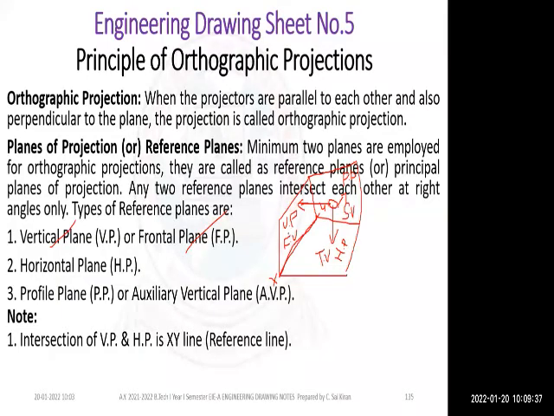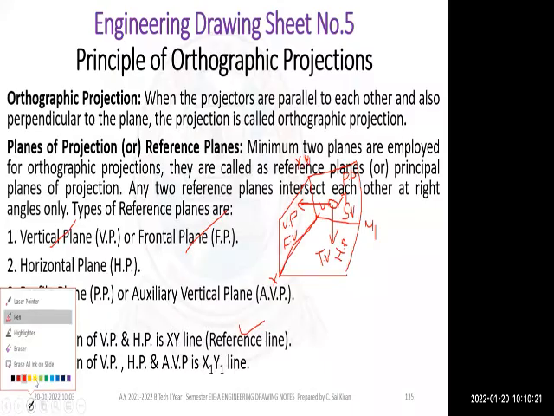Yeah. So there are a total of 2 planes, vertical plane and horizontal plane. If you want to see the side view, you need to add one more plane called the profile plane. And wherever the VP and HP are touching, that is called the XY line, which is called the reference line. And wherever the VP, HP, and profile plane are touching, that is called the X1Y1 line. This is X1, this is Y1.